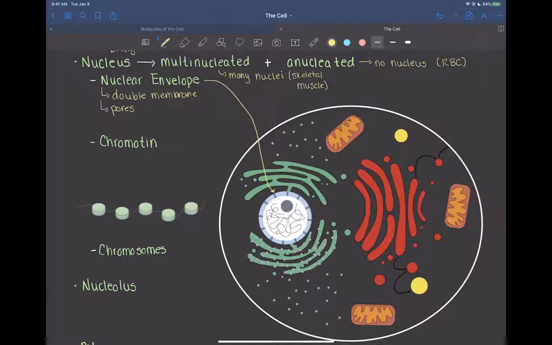All right, and those pores are going to be really important, right? So these are the pores here, these little darker spots. Okay, so the pores are going to be important for movement into and out of the nucleus.